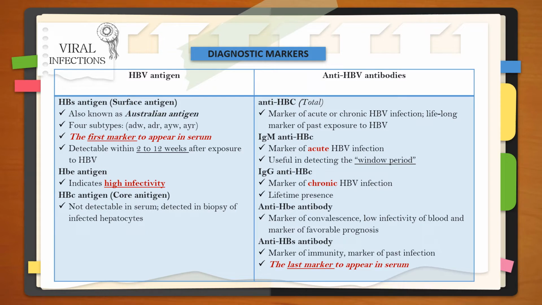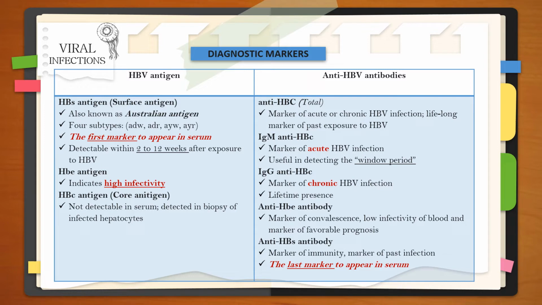For IgG anti-HBc, as opposed to IgM, this is the marker for chronic hepatitis B infection, and it is the predominating antibody detected in the test for total anti-HBc. Take note that IgG anti-HBc persists for the lifetime of an HBV-infected individual. Next is anti-HBe, which is the marker of convalescence, or recovery, or low infectivity of blood, and a marker of good prognosis.